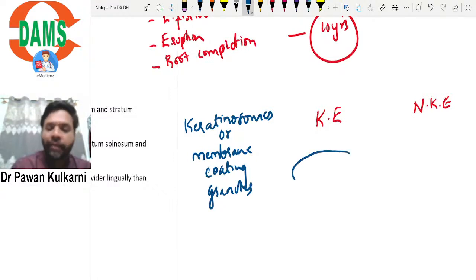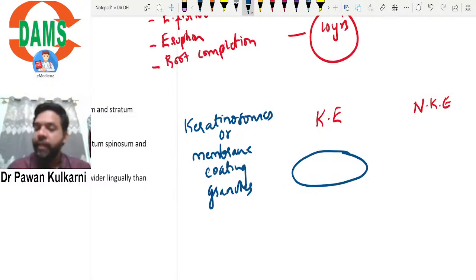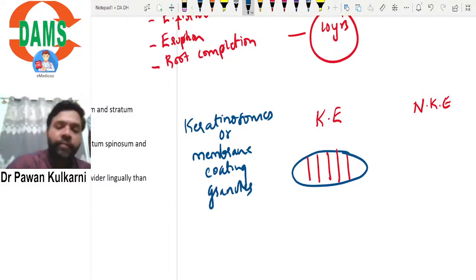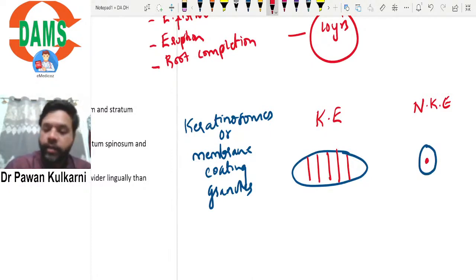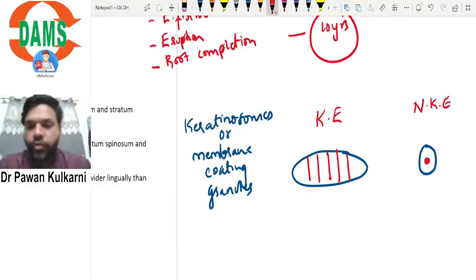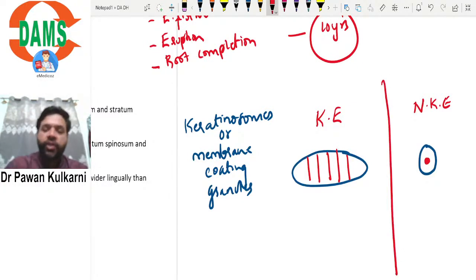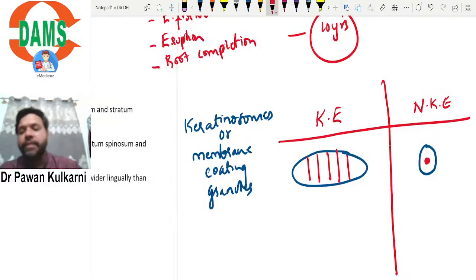In keratinized epithelium, they will be elongated like this, with parallel lamellae. Whereas in non-keratinized epithelium, they will be smaller and circular with a central amorphous structure. That is the basic difference in the structure of the Odland bodies.